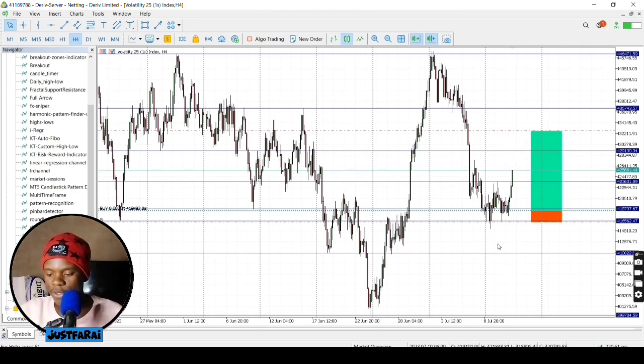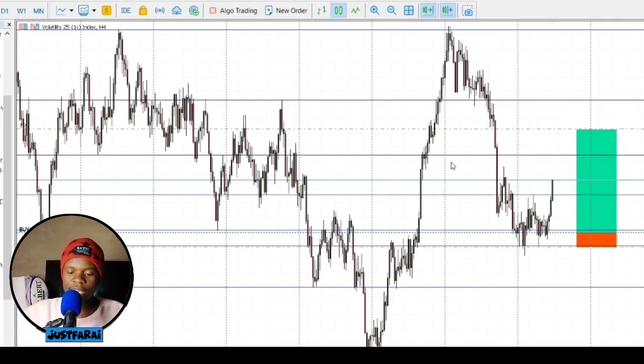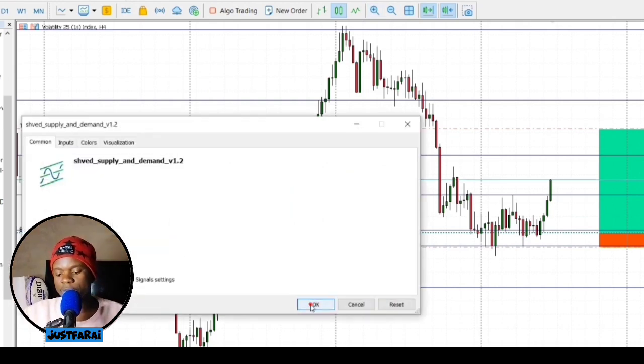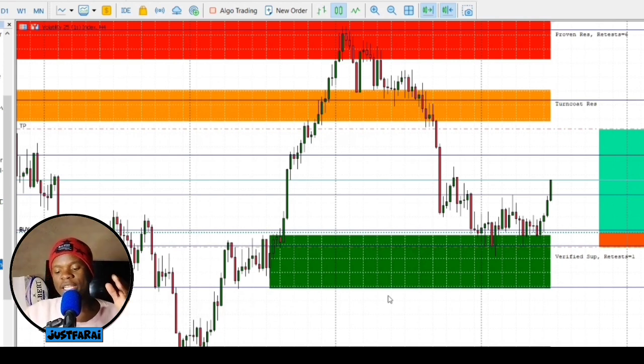So this setup has got a 1:5 plus risk reward ratio. And this is what I did. I zoomed in a bit on the H4 time frame, and I added my indicator, which is called the Shiver supply and demand. With the Shiver supply and demand, you can see that it has plotted this verified support. So I was on this verified support and thought, okay, there was a setup out there. Then let me remove those.